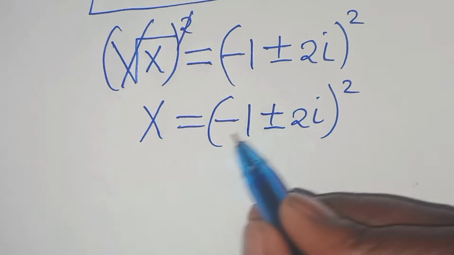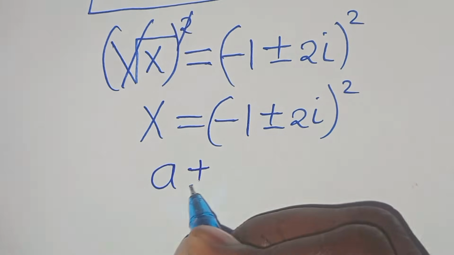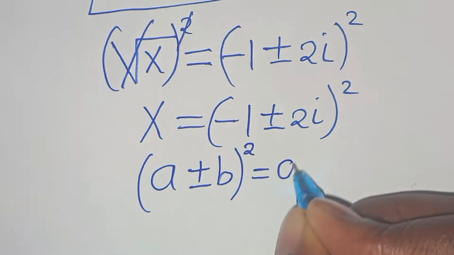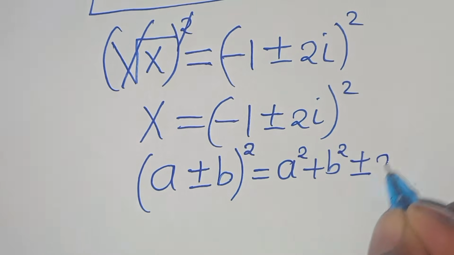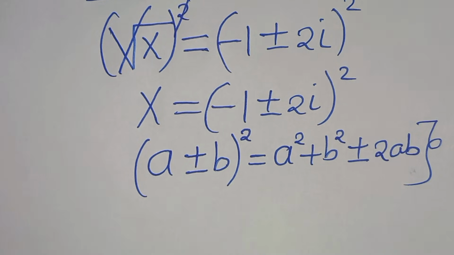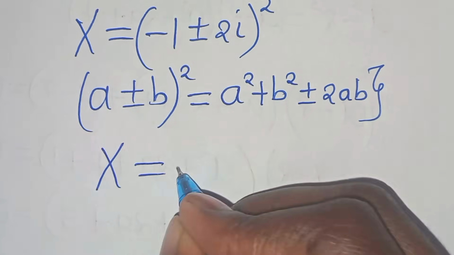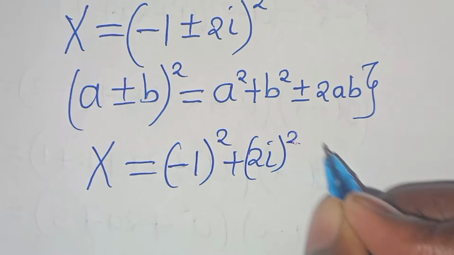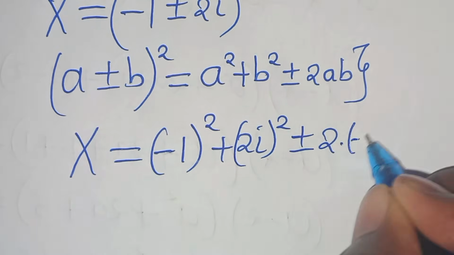The next step is that minus 1 plus or minus 2i to the power of 2. This is in the form of a plus or minus b raised to the power of 2. This can be expressed as a to the power of 2 plus b to the power of 2 plus or minus 2ab. Applying this algebraic identity, then we have x is equal to negative 1 raised to the power of 2 plus 2i raised to the power of 2 plus or minus, here we have 2 times negative 1 times 2i.